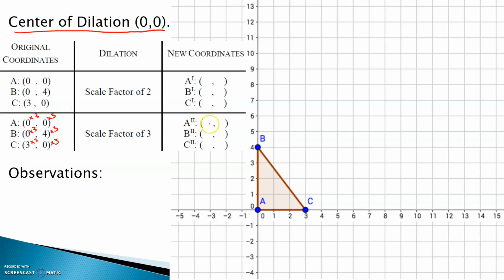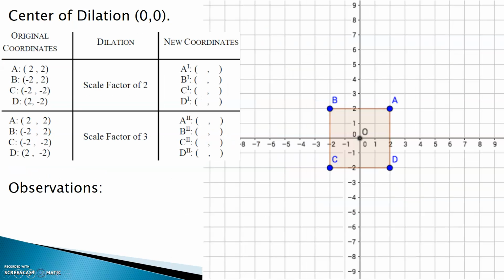So if I do for A prime, that would be 0, 0 still. That would be 0, 12. The next one would be 9, and then 0. So again, A prime for this one stays there. 0, 12 would be B, so all the way up to 12, that would be B prime. And then lastly, 9, 0, all the way to the right, that would be C prime. And again, that would be our new triangle after scale factor 3. Notice scale factor 2 wasn't that large. Scale factor 3 is making it much, much larger.